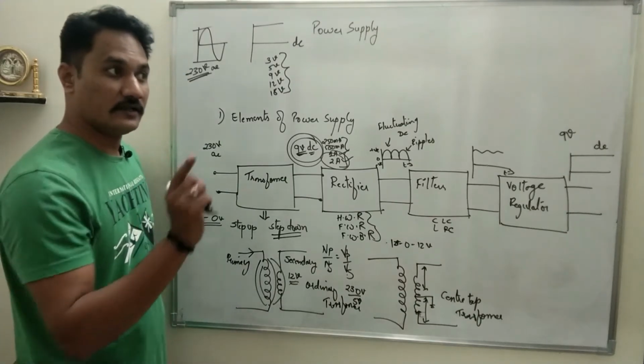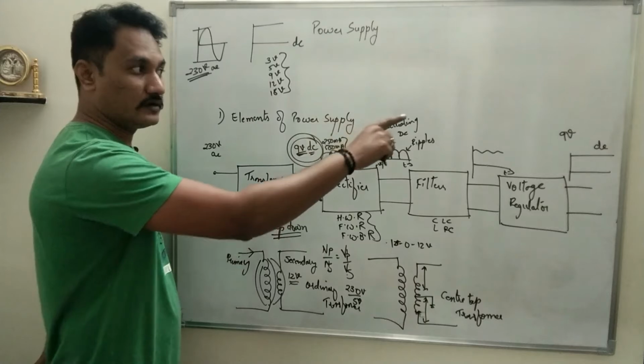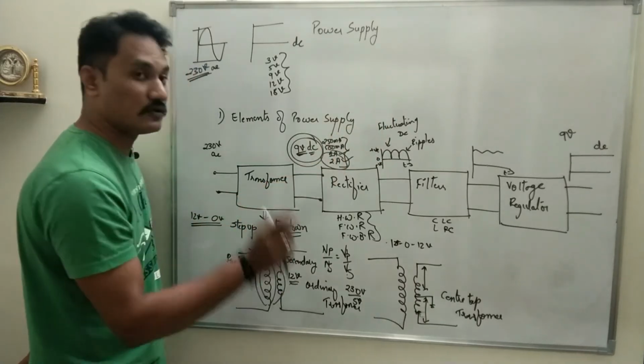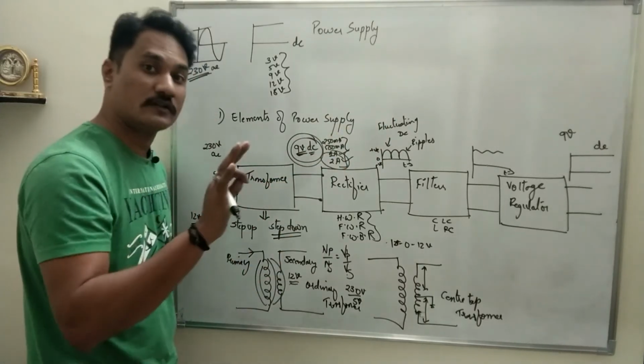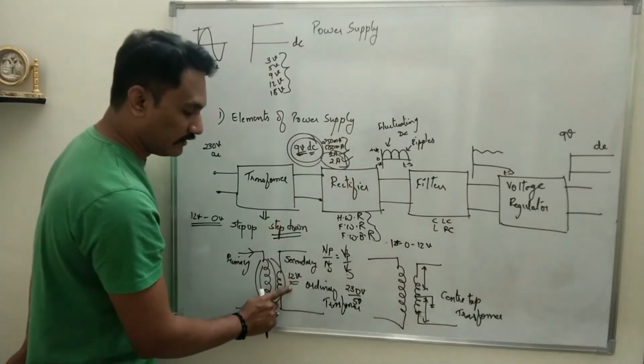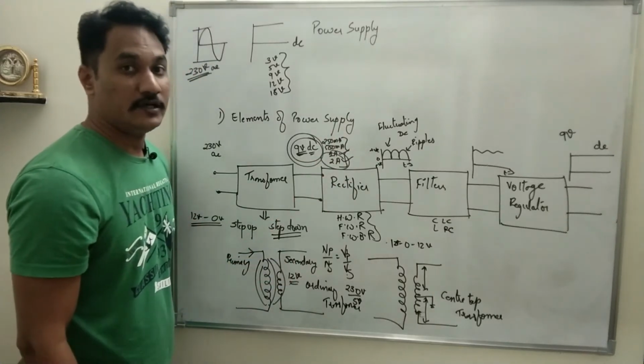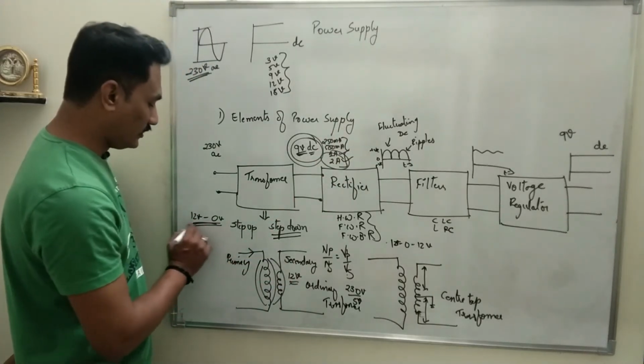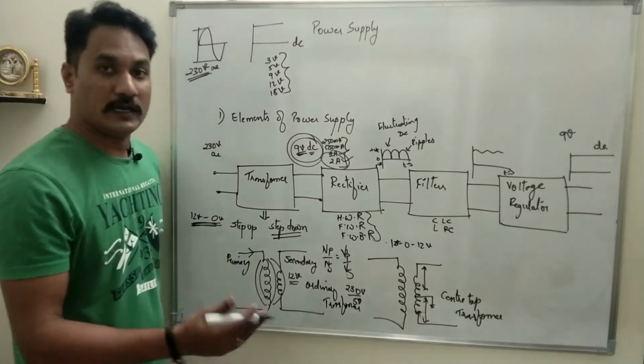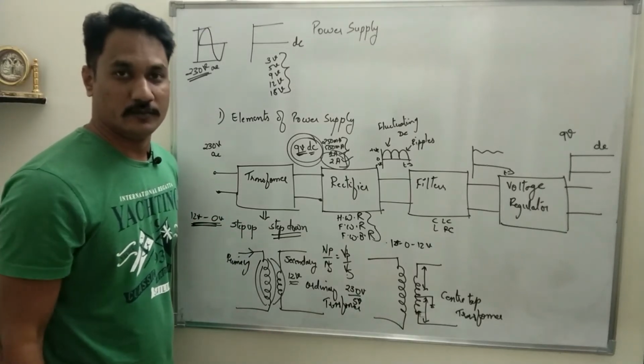So what I said, if the output requirement is 9 volt, then the secondary voltage should always be 3 volt more than the required value. So the secondary voltage which we will select will be 12 volts. The transformer which we are going to select will be 0, 12 or 12, 0, meaning the voltage will be 12.